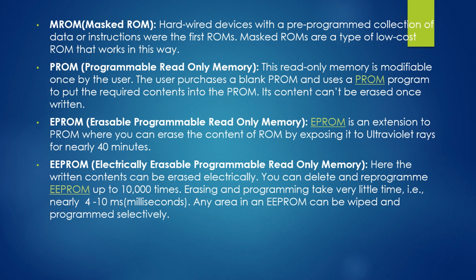The next type, erasable programmable read-only memory, is an extension to the PROM where you can erase the content of the ROM by exposing it to ultraviolet rays. And the last type is electrically erasable programmable read-only memory. Here, the written content can be erased electrically. You can delete and reprogram up to 1,000 times. Erasing and programming take very little time, nearly 4 to 10 milliseconds.